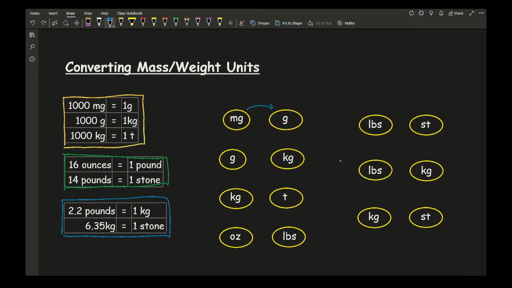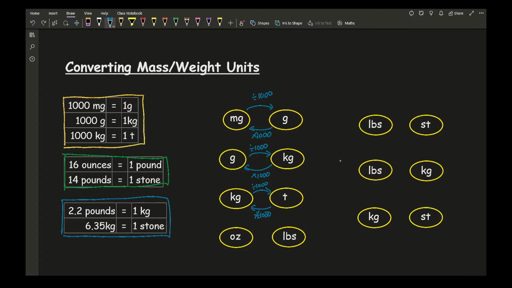So from milligrams to grams, I'm going to divide by 1,000. So grams to milligrams, I'm going to multiply by 1,000. Grams to kilograms, again, same sort of formula, it's going to be divided by 1,000. And kilograms to grams, I'm going to multiply by 1,000. Kilograms to tons, again, divide by 1,000. Times by 1,000 for tons to kilograms.